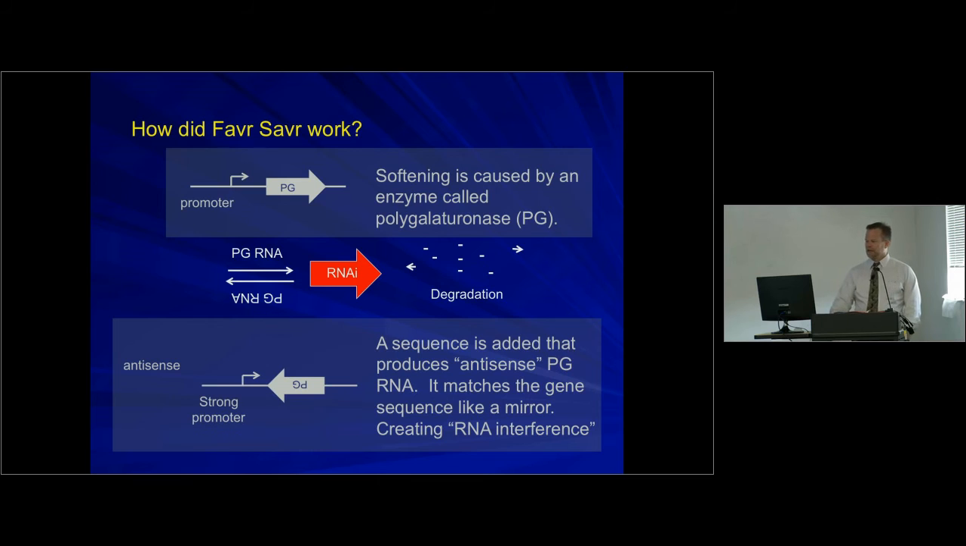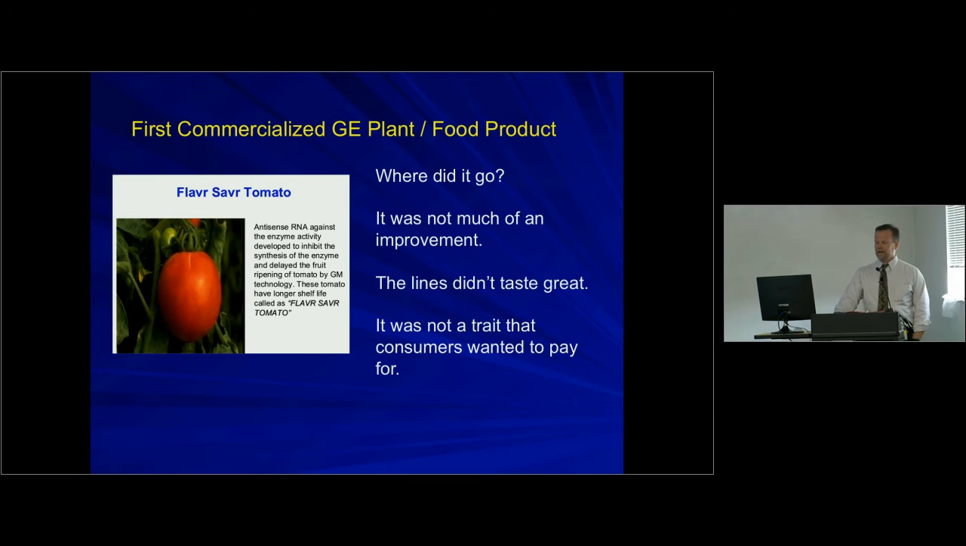The big problem is that the tomato that it was in didn't taste very good in the first place, so there really wasn't much of an improvement. The lines that were transformed with this construct didn't taste great, and there was no value for the consumer. Therefore, the company wasn't making much of a profit. So a good idea on paper for people who really like tomatoes, but poor execution. And it ended up going away. That went off the market.